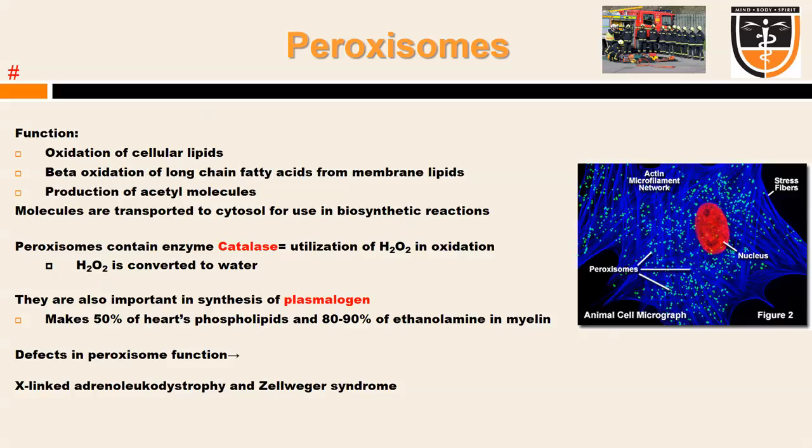But what's the function? They're involved in the breakdown of cellular lipids, and they are involved in beta oxidation of long-chain fatty acids from membrane lipids. They actually break down and help rejuvenate membrane. Rejuvenate membrane, rejuvenate your skin. They also produce acetyl molecules from breaking down long-chain fatty acids. The molecules produced by them are transported into the cytosol and used by the cell for any kind of reaction. Most importantly, my research is that peroxisomes contain an enzyme known as catalase.